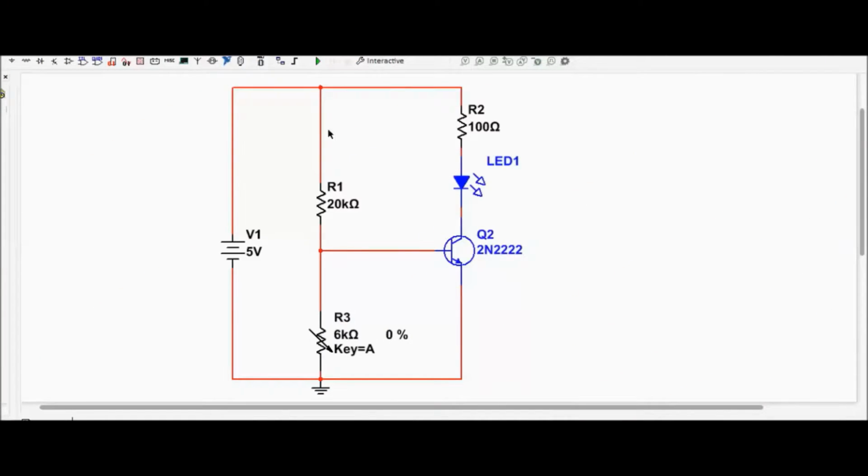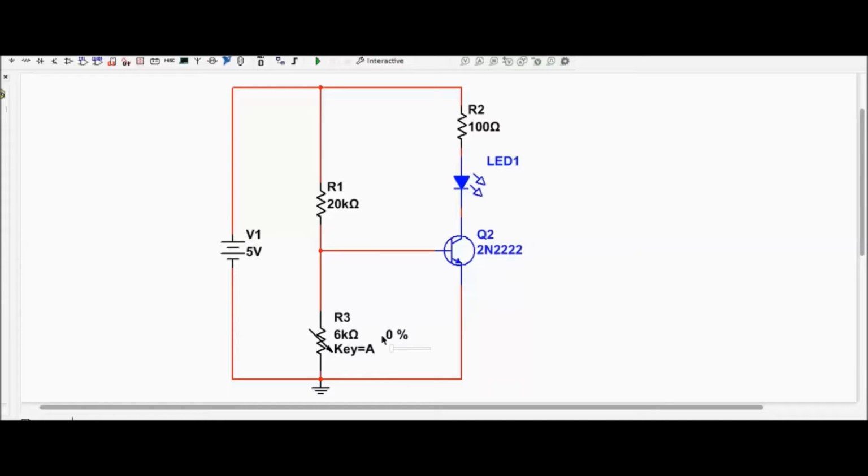Okay, so this is the schematic diagram of the circuit that we've just looked at on the breadboard. So as you can see, here is the voltage divider set up between R1 and R3, right? And the transistor is connected between the voltage divider. Actually, the base of the transistor is connected across R3, right?